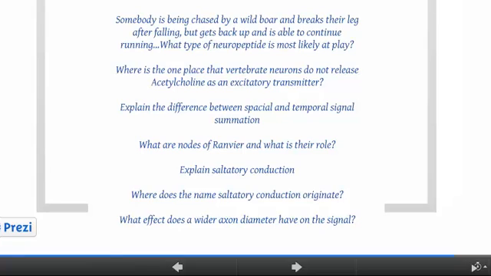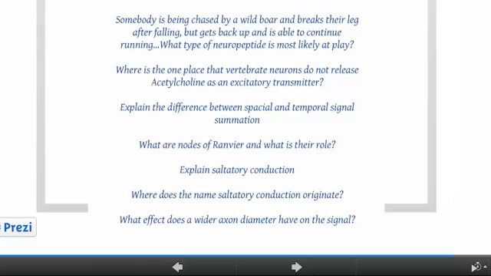Where's the one place that vertebrate neurons do not release acetylcholine as an excitatory transmitter? And this is the heart. The reason for this, one could guess, is that you don't want a variety of signals going into the heart because it's extremely rhythmic and needs to maintain its pace.